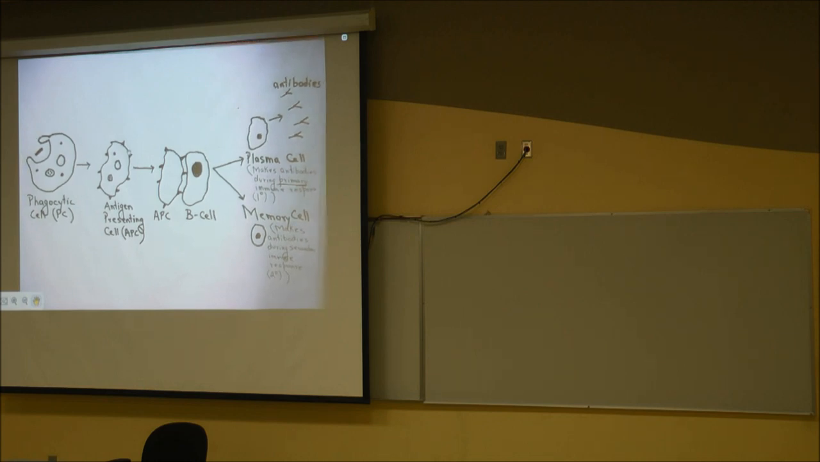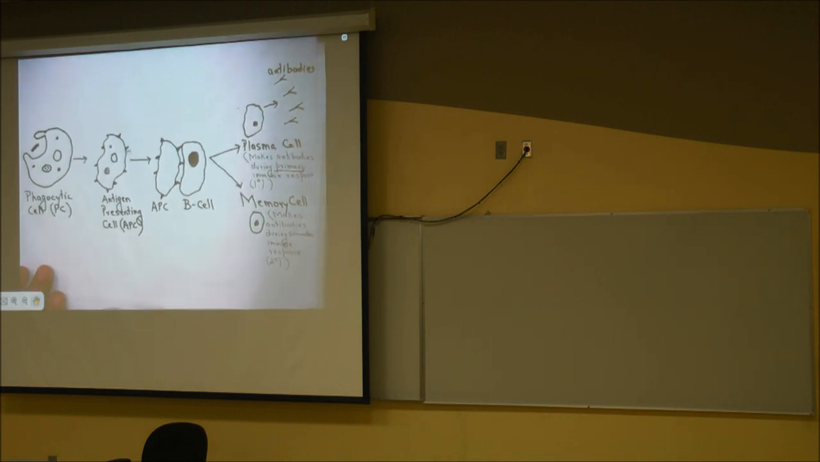Here it is. This is the process of antibody synthesis. This is how your body makes antibodies. And this is a T independent antigen. This is a bacteria. Your body comes in contact with this bacteria, and a phagocytic cell engulfs it. If this is T independent, this is what's going to happen: the phagocytic cell is going to engulf it and will become an antigen presenting cell.